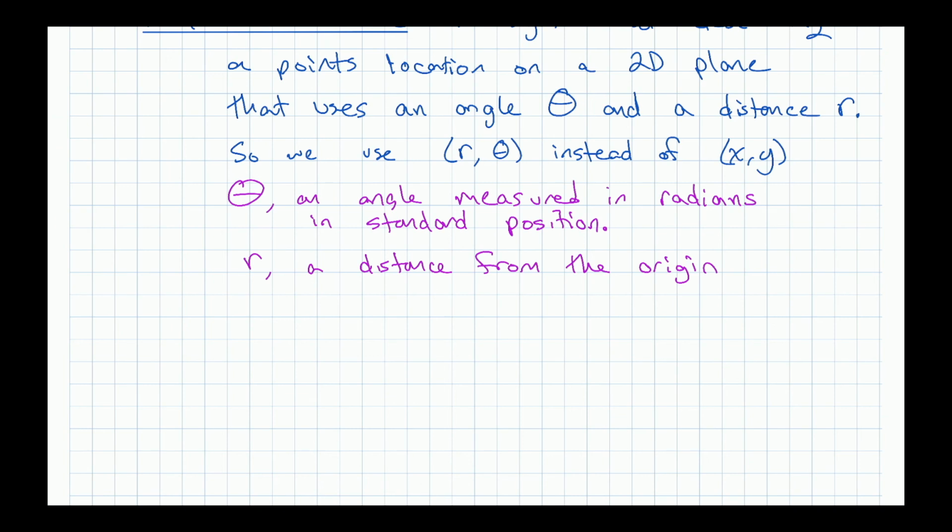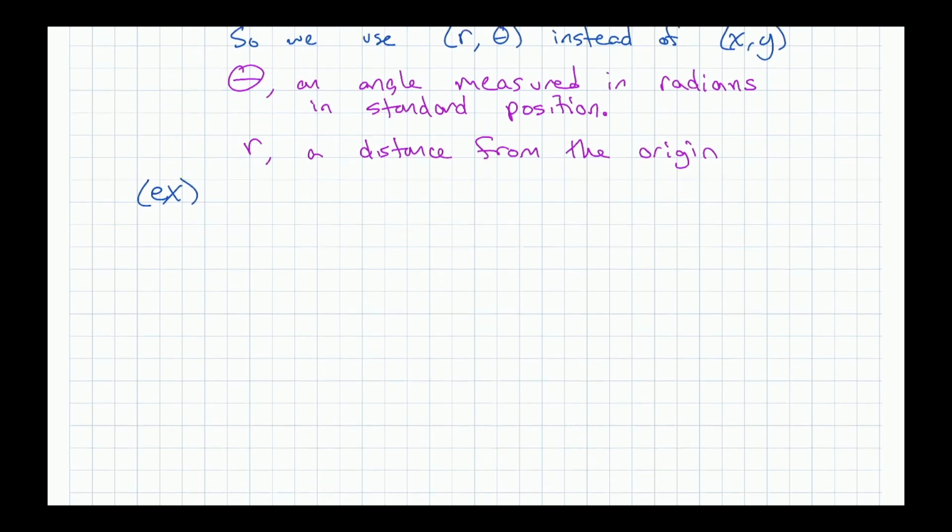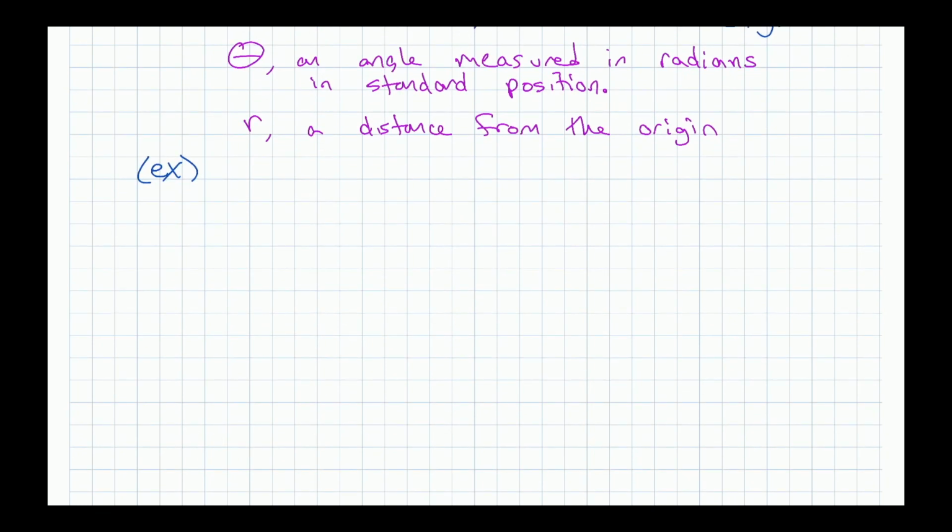So let's go ahead and plot a point, and then I think you'll be able to see a lot better what we're talking about once we do that. So here's an example of plotting a point in polar coordinates. So let's do this. Plot the point r theta equals 2 comma pi over 4. Okay, so this is what we want to do.